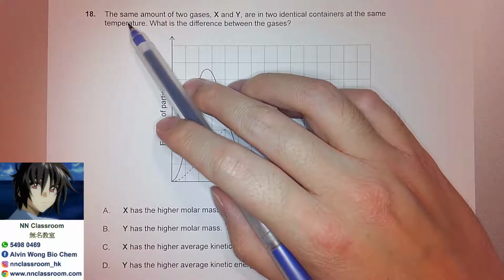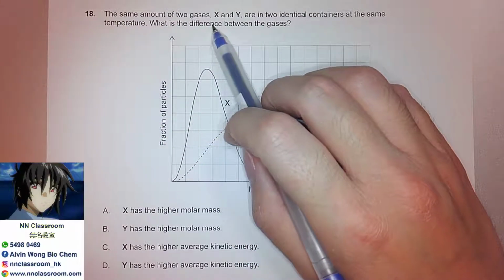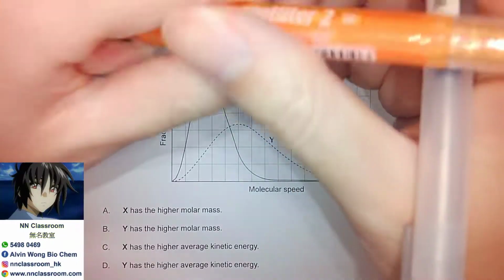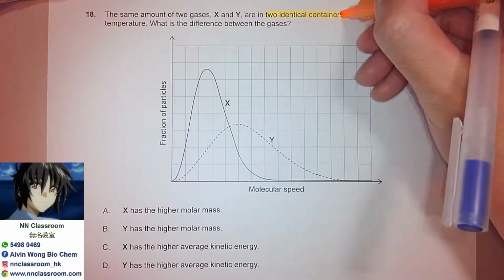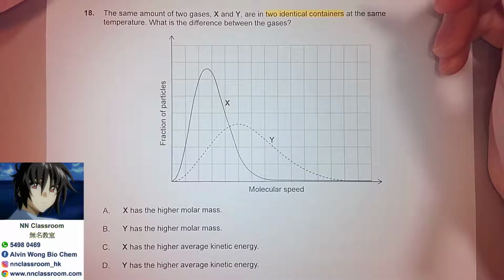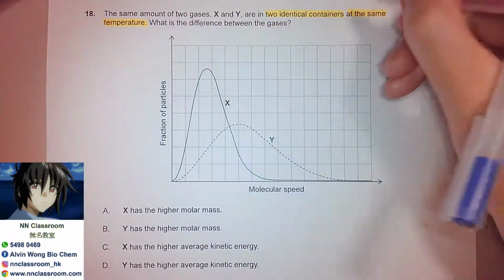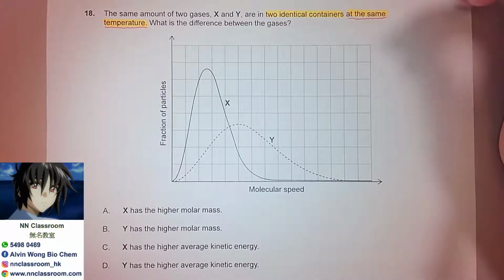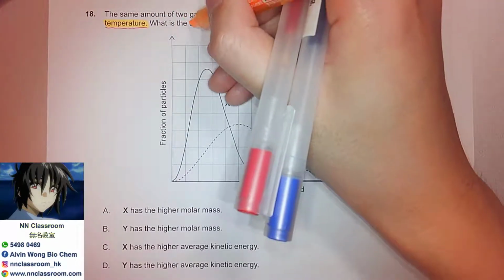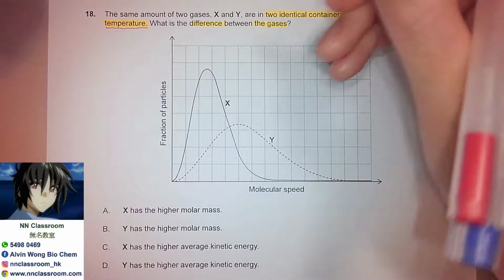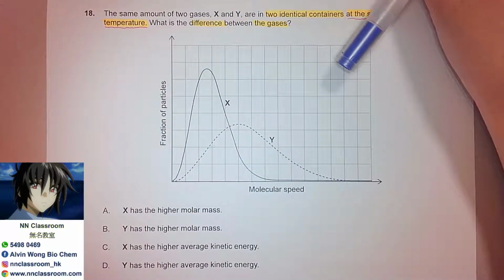Let's see. They're asking: the same amount of two gases, namely X and Y, are in two identical containers. That means they're in almost the same environmental condition, and very importantly, at the same temperature. This is the key idea for this question. At the same temperature, temperature-wise, they're not going to be different. So what is the difference between the gases? We're now finding something that is different.